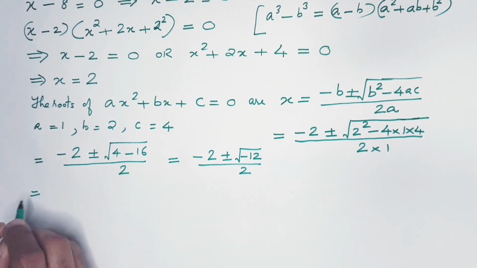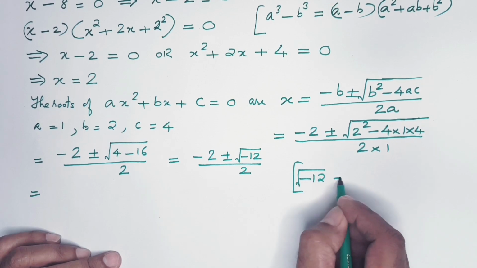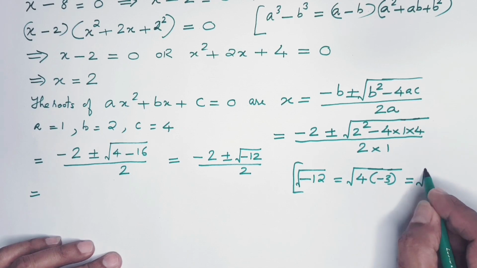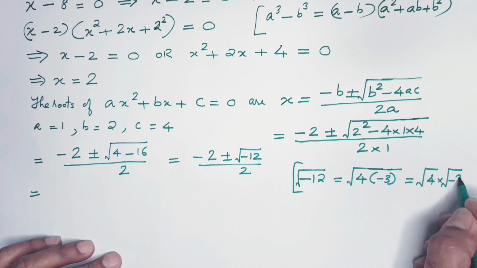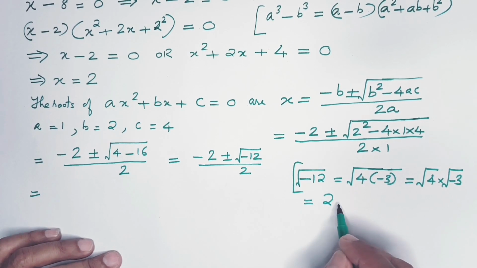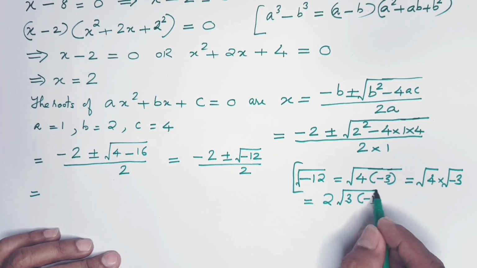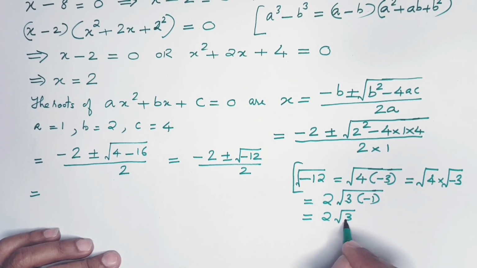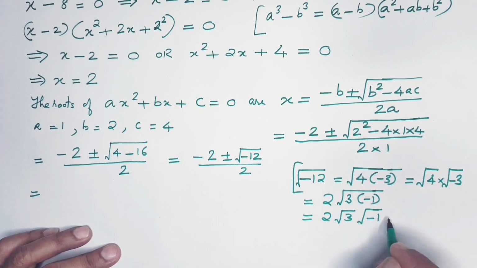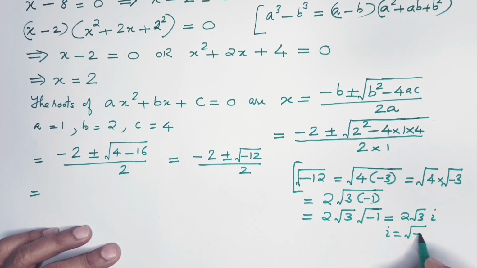Now let me simplify the square root of minus 12 separately. The square root of minus 12 you can write as square root of 4 multiplied by minus 3, which is equal to square root of 4 multiplied by square root of minus 3. The square root of 4, as you know, is 2, and minus root 3 we will write as 3 multiplied by minus 1. Distributing the root sign, you have root 3 multiplied by root minus 1, and this is equal to 2 root 3 i, where i stands for the square root of minus 1.